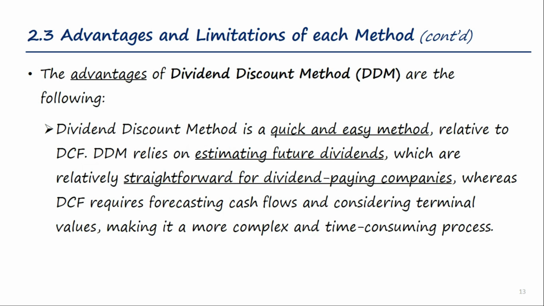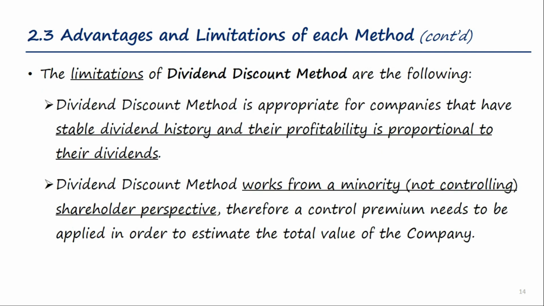DDM relies on estimating future dividends, which are relatively straightforward for dividend-paying companies, whereas DCF requires forecasting cash flows, considering terminal values, and determining appropriate discount rates, making it a more complex and time-consuming process. On the other hand, DDM is appropriate for companies that have a stable dividend history and their profitability is proportional to their dividends. In addition, you should note that DDM works from a minority shareholder perspective and not from a controlling shareholder perspective. Therefore, a control premium needs to be applied in order to estimate the total value of the company. We'll talk about control premiums in later modules.